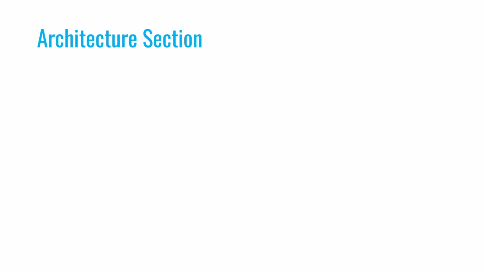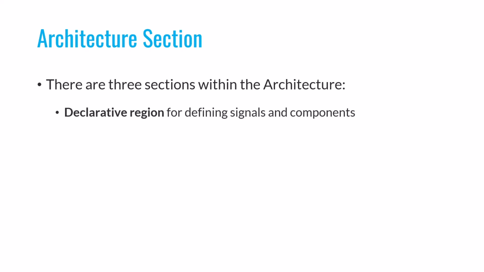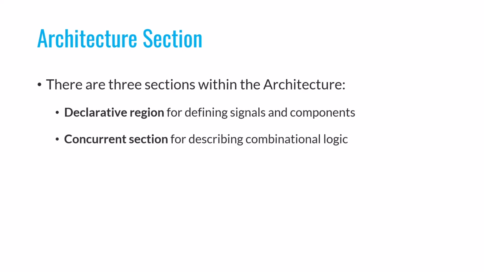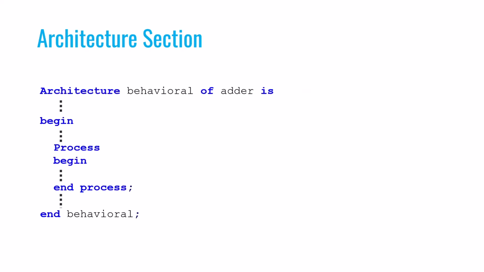Let's also get familiar with the architecture structure. Within architecture, there are three regions. The region where we define signals and modules, the region used for describing combinational circuits known as the concurrent section, and the region for defining sequential circuits called the sequential region. The architecture section begins with the keyword architecture, followed by the architecture name. Here I've used behavioral, then the keyword of, the entity name, and the keyword is. As mentioned, these three regions make up the architecture structure.